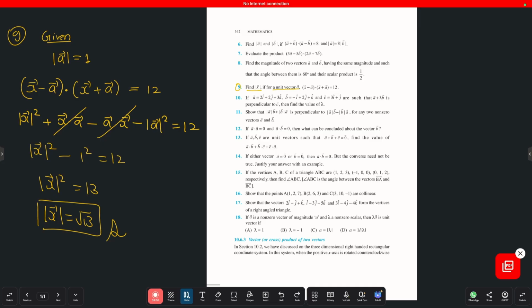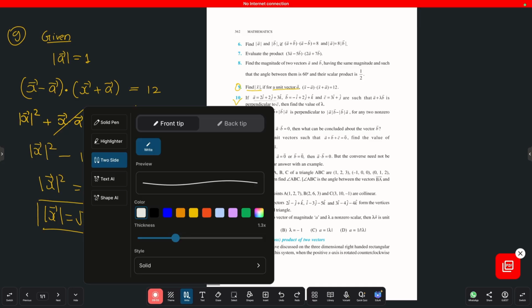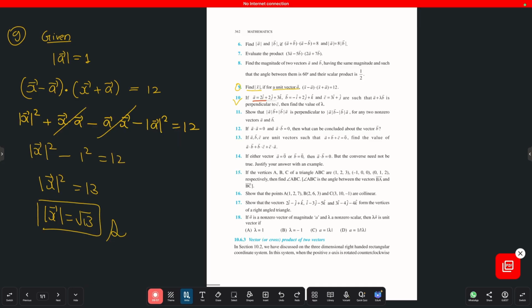Answer. Question number 10: we have a vector, b vector and c vector such that a plus lambda b vector is perpendicular to c. And what is the perpendicular condition in scalar product? If any two vectors are perpendicular, it means their dot product equals 0. Perpendicular means dot product equals 0.